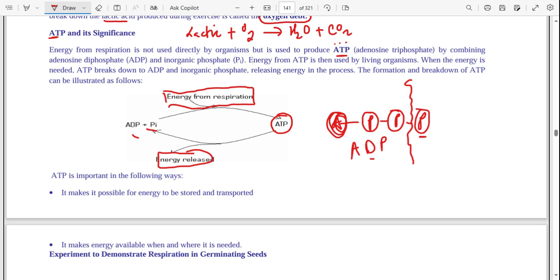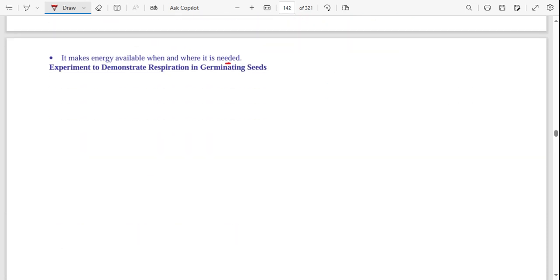So ATP is very important in that it makes it possible for energy to be stored and transported in the body, and it also makes energy available when and where it is needed to be able to do the function. So that is the function of ATP.